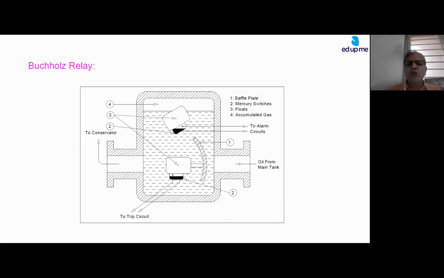It is a very common relay. It uses only two floats. One float, when it changes its buoyancy, will give an alarm, and another float for very severe faults will trip the transformer. The first one is just giving an alarm so that you come to know that there is some minor fault within the transformer.